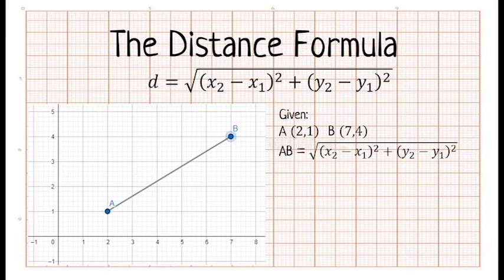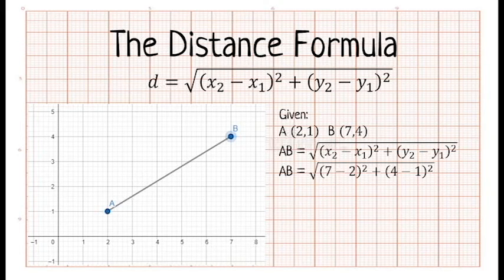Substituting the given to this formula, where the values of x sub 1 and y sub 1 are the given ordered pair for point A, and the values of x sub 2 and y sub 2 are the given ordered pair for point B. We'll then come up with the distance between A and B is equal to the square root of the quantity 7 minus 2 squared plus the quantity 4 minus 1 squared.